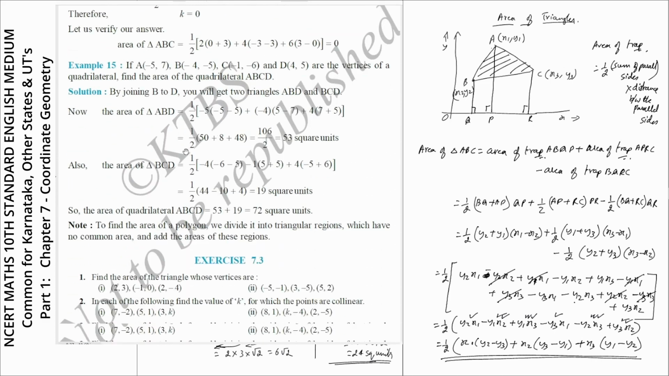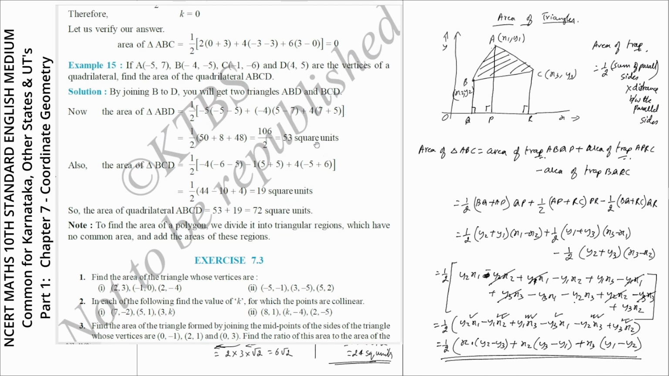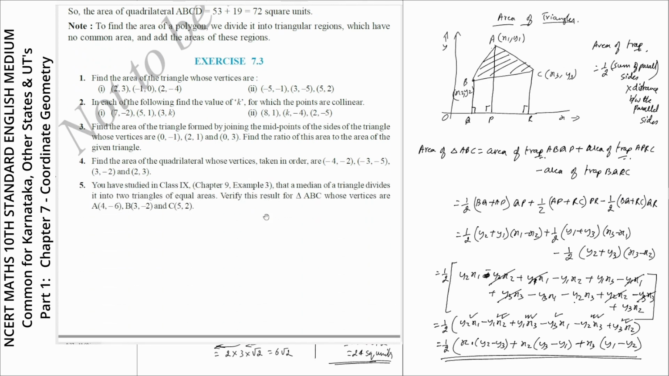And in the last question you can see, find the area of the quadrilateral. In a quadrilateral you can take 2 triangles, and if you add the area of those 2 triangles, then you will get the area of the quadrilateral. So similarly in the quadrilateral ABCD, they have taken ABD as one triangle and BCD as one triangle, and they calculate the area separately. First triangle's area is 53 square units, second triangle's area is 19 square units. So this plus this gives 72 square units. It's all self-explanatory. You can go through it. I'll be directly solving the exercise problems.